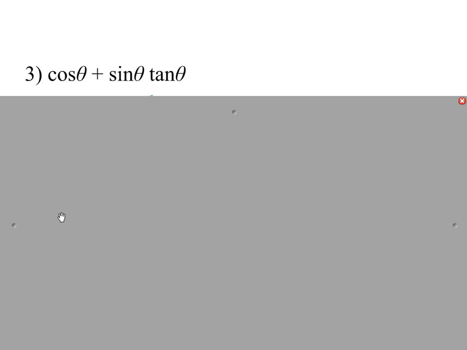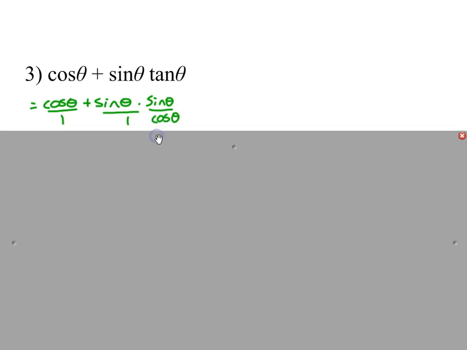Our next example, well, we've got a cosine theta, which I'm going to leave alone. I don't see any squares here, so I'm not going to invoke any Pythagorean identities yet. I'm going to leave sine theta alone, and I'm going to change tangent theta into sine theta over cosine theta. Use an identity there. Okay? Great.